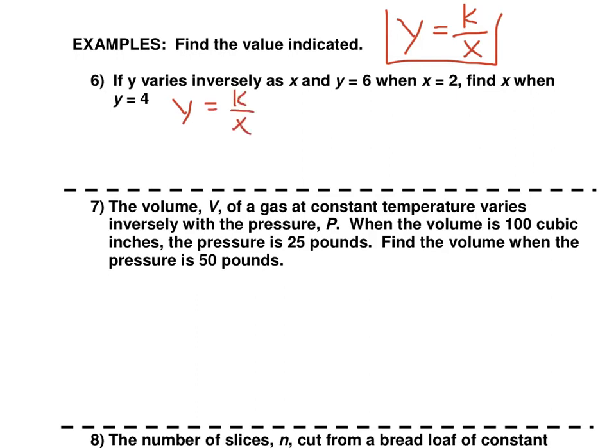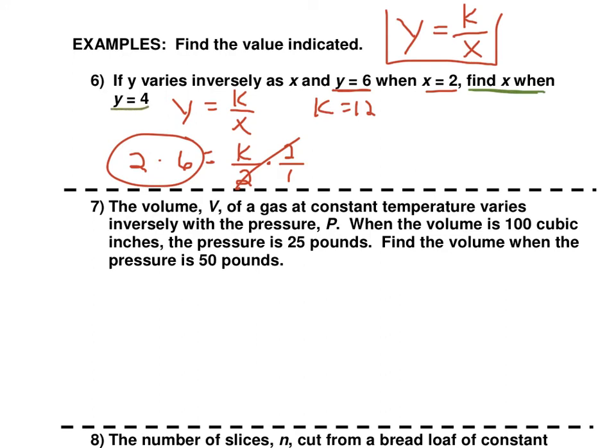So now I just substitute. Y is 6, so I put a 6 here, and x is 2, so I put a k over 2. Now I need to solve for k, and I do that by clearing this fraction, multiplying by 2, and then I have to do that to the other side, so I can see that k is going to be 12. So k equals 12.